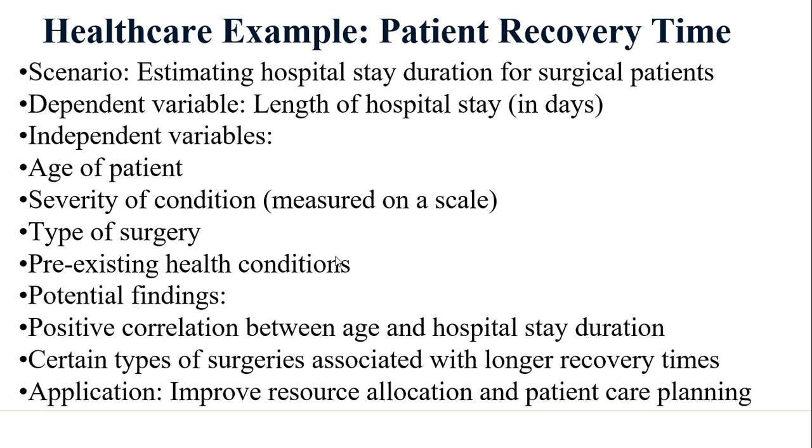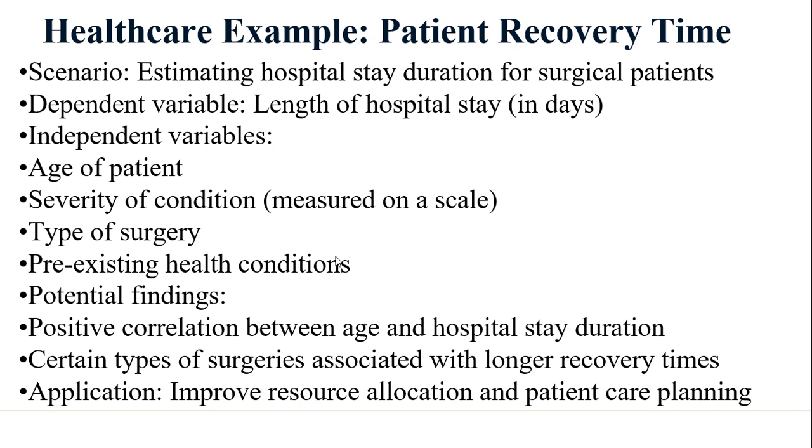Now, when you try to find this, you can get potential findings. Say there's a positive correlation between the age and the hospital stay. Because this person is quite older, that's why this person is staying longer in the hospital. As a young person, you just want to quickly recover, that kind of thing. Regression is helping you do that prediction for the patient recovery time. That's what you're trying to find out. Certain types of surgery are associated with longer recovery time. So because we performed this kind of surgery on this person, the independent variable is telling you that probably that's why this person is staying longer.